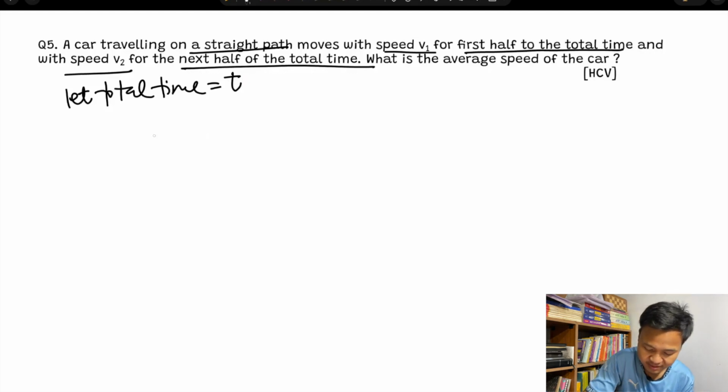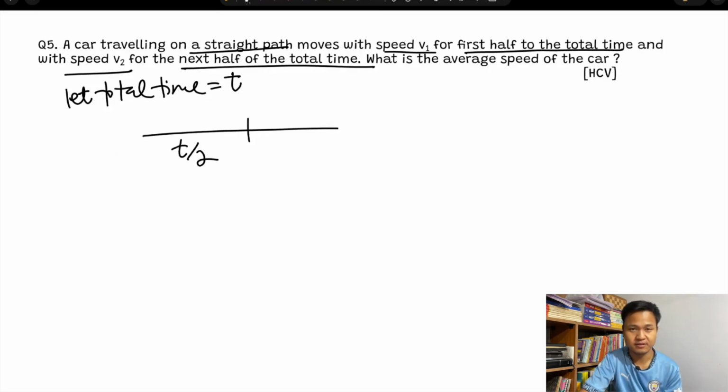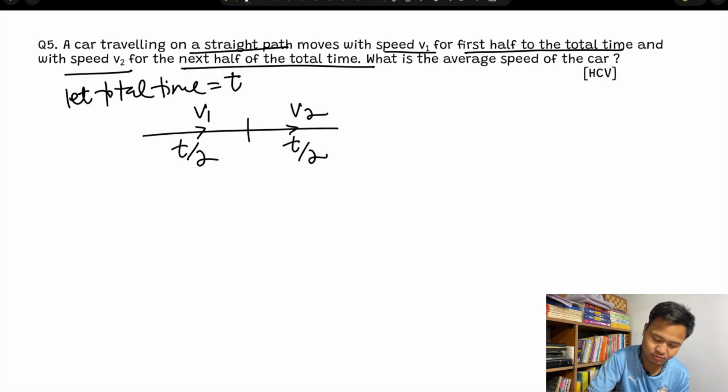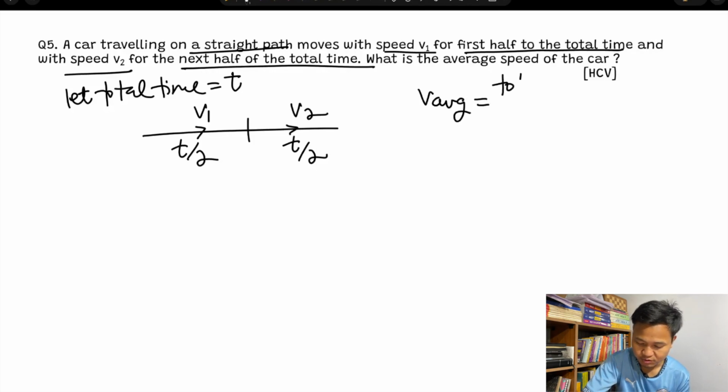Okay, so it is given that in the first half of the total time, that means in the first t by 2, the car is moving with how much? Speed v1. Then the next half is speed v2. Okay, so first half it goes with speed v1, second half it goes with speed v2. So here we have total time is t. So what we don't have is the total distance. The average velocity formula is total distance divided by total time.